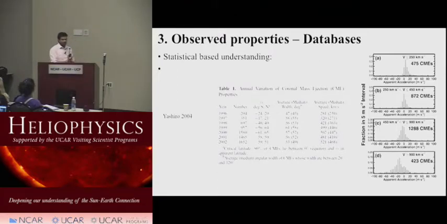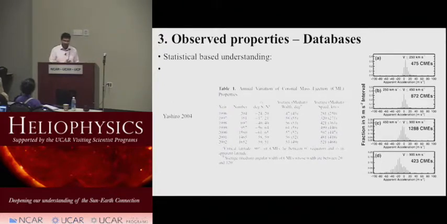I wanted to show some basic parameters from CMEs that have been pulled from these catalogs. This was done pre the latest data of solar cycle 24, and so without that complexity. It was done by Yashiro, who's one of the guys that creates the CDAW manual catalog. And so once you take these catalogs, what can you do with them?